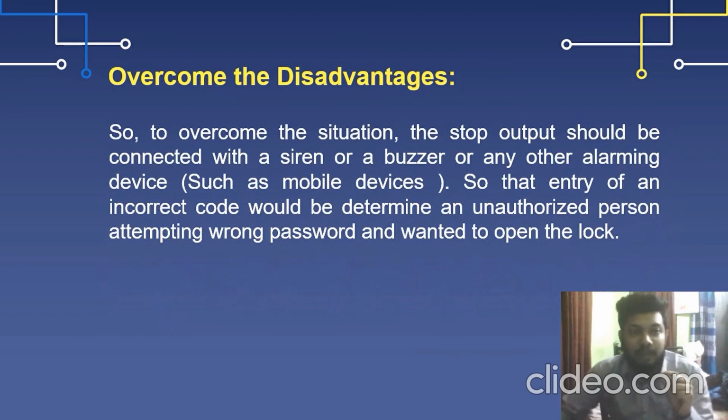Now I'm going to talk about how to overcome the disadvantages. To overcome the situation, the output should be connected with a siren or a buzzer or any other alarming devices such as mobile devices, so that entry of an incorrect code would indicate an unauthorized person attempting a wrong password and wanting to open the lock.